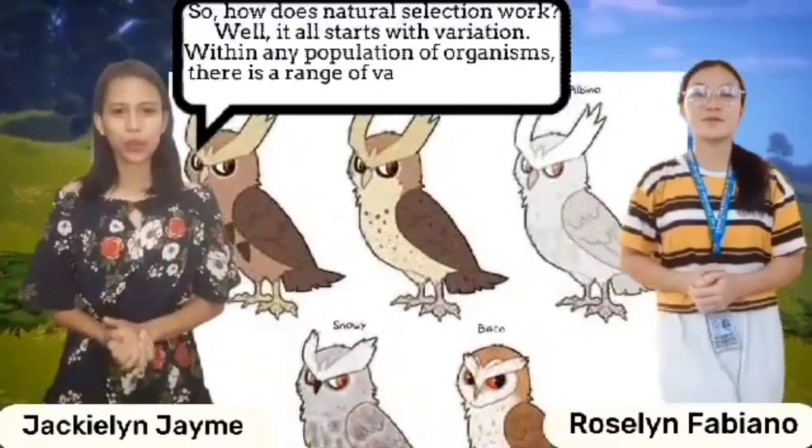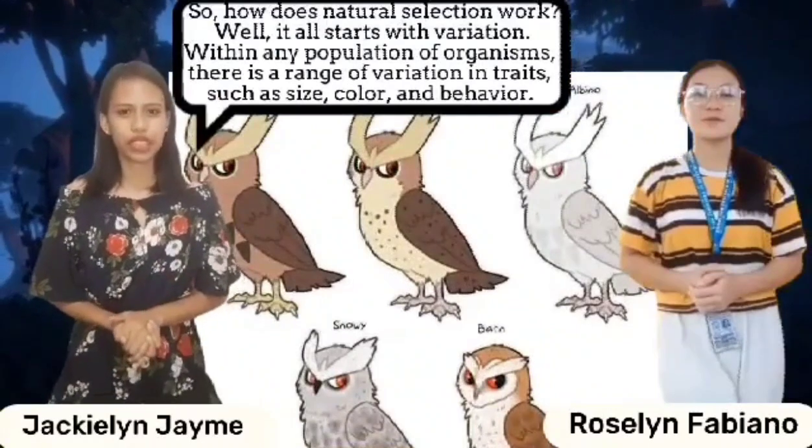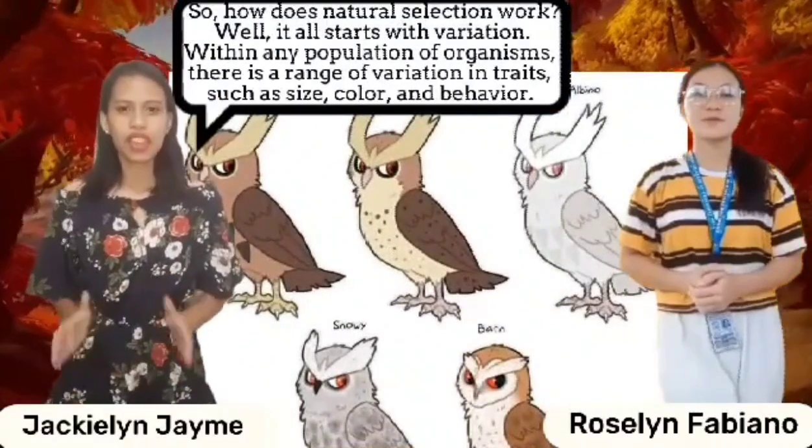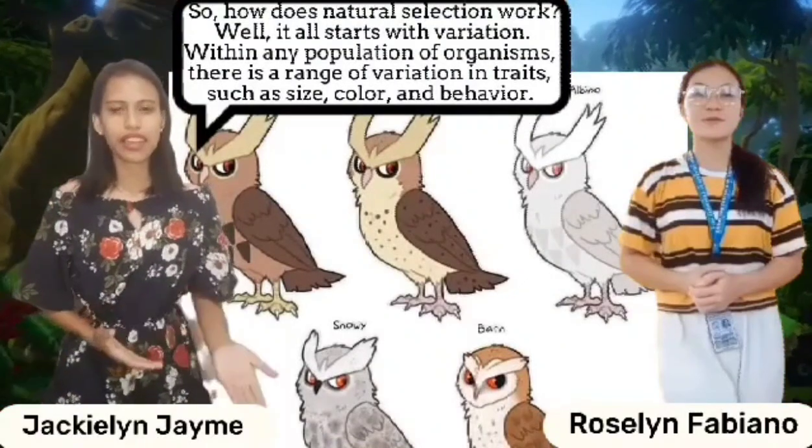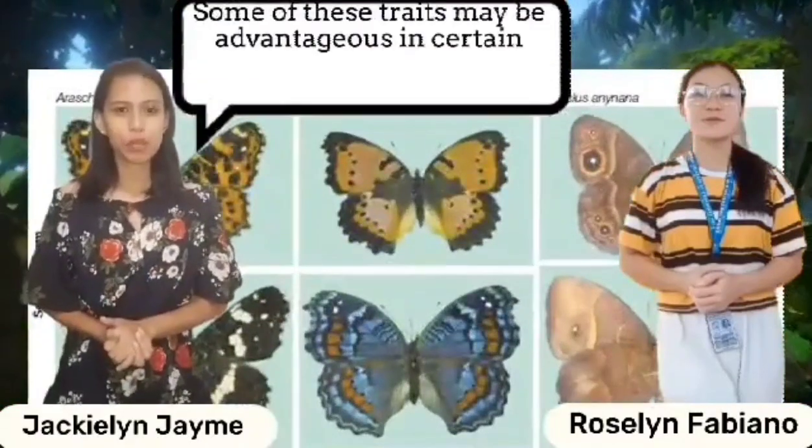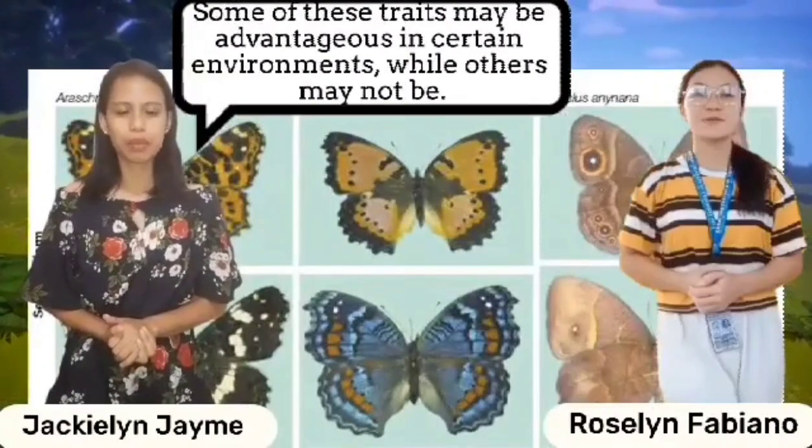So how does natural selection work? Well, it all starts with variation. Within any population of organisms, there is a range of variation in traits such as size, color, and behavior. Some of these traits may be advantageous in certain environments, while others may not be.